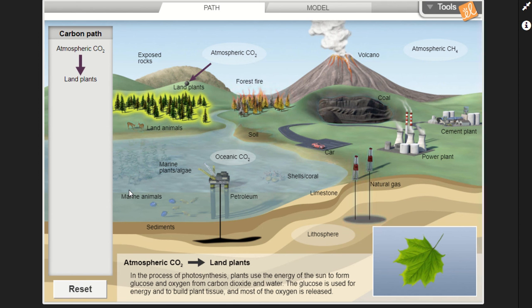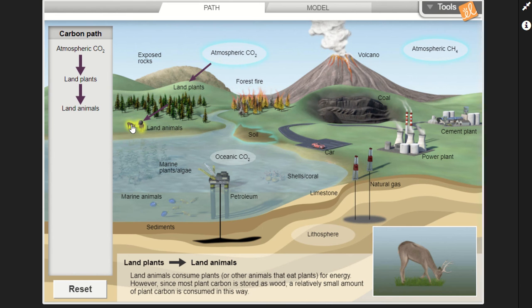From there, question 3 tells us to click on the land animals, which are right here, these little deer. So you're going to click on them. And it says, how did the carbon atom get from the land to the animal? So, land plants to animals. Land animals consume plants or other animals that eat plants for energy. However, since plant carbon is stored as wood, a relatively small amount of plant carbon is consumed in this way.